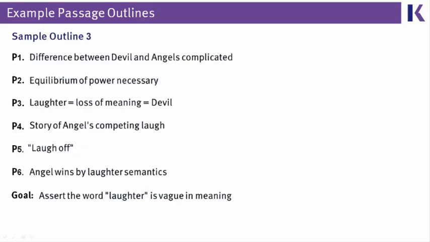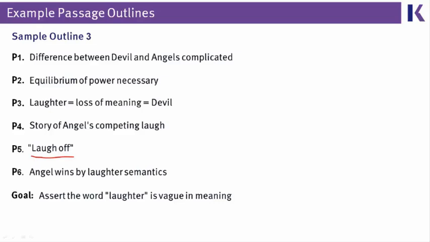Finally, if you take a look at sample outline 3, it's just, again, another different look at a way that this particular passage could be outlined. So for instance, you may not have written the words laugh off for paragraph 5, but that's okay. Whatever you get, as long as it's close to what the author means and gets you what you need to know out of that, it can get you the points that you need to get on the MCAT.